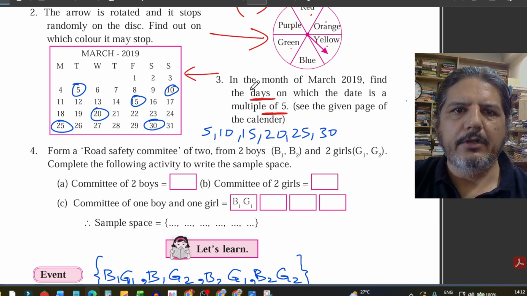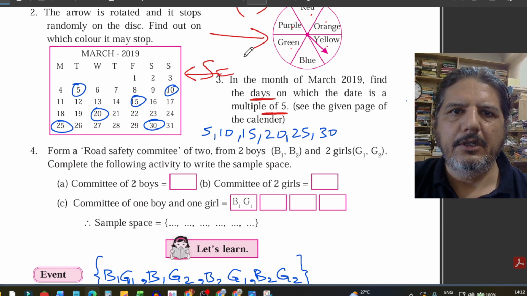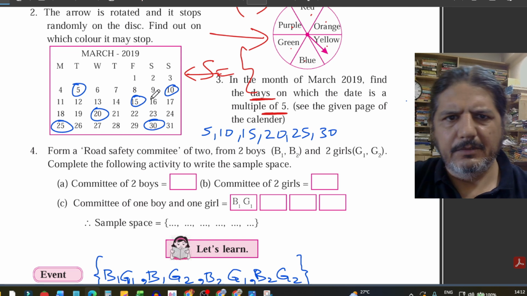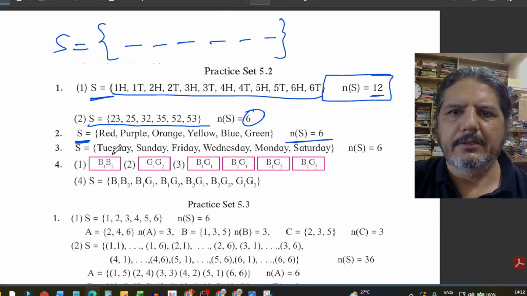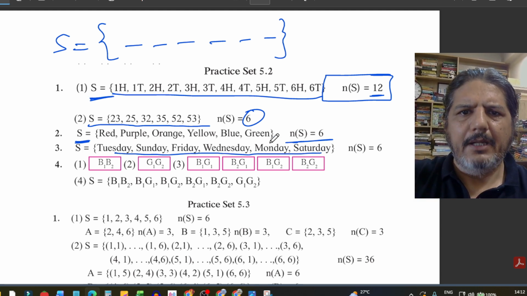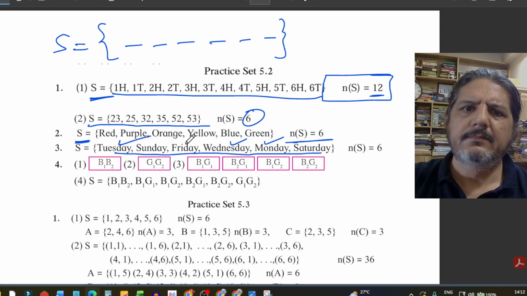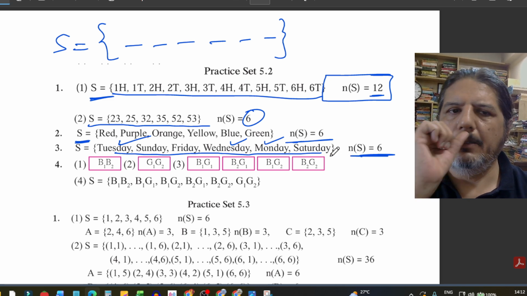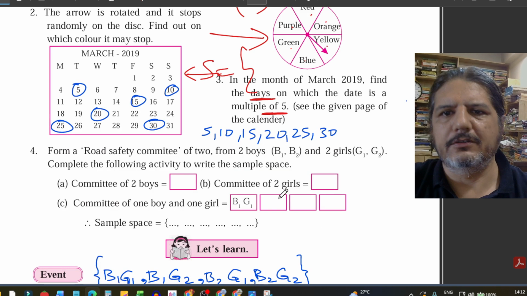So again you will write this as a sample space is equal to, you put a curly bracket. Then you will write Tuesday, Saturday, Friday, Wednesday, Sunday, Monday, in any order. So basically you can write it as Monday, Tuesday, Wednesday, Friday, Saturday, Sunday. You can write it like this also. So this would be the answer. So let's look at the answer. So Tuesday, Sunday, Friday, Wednesday, Monday, Saturday. Or you can write it as Monday, Tuesday, Wednesday. There's no Thursday. So the number of elements in the sample space would be equal to 6.